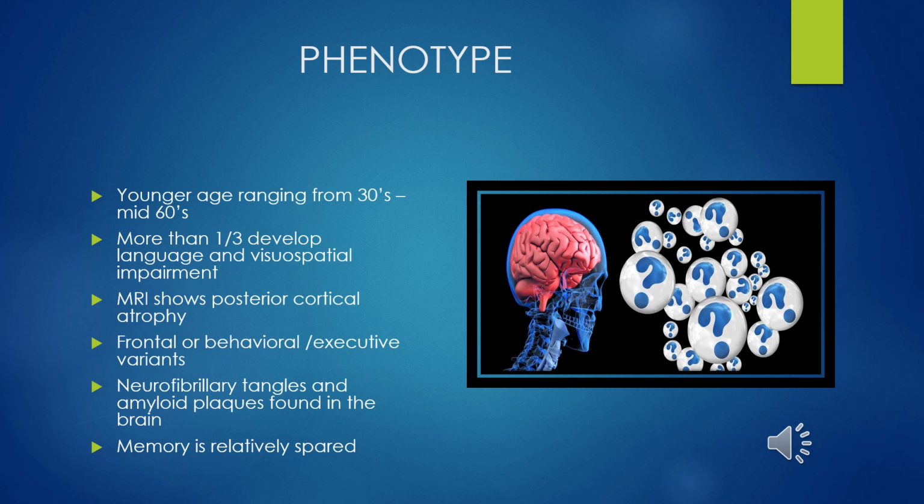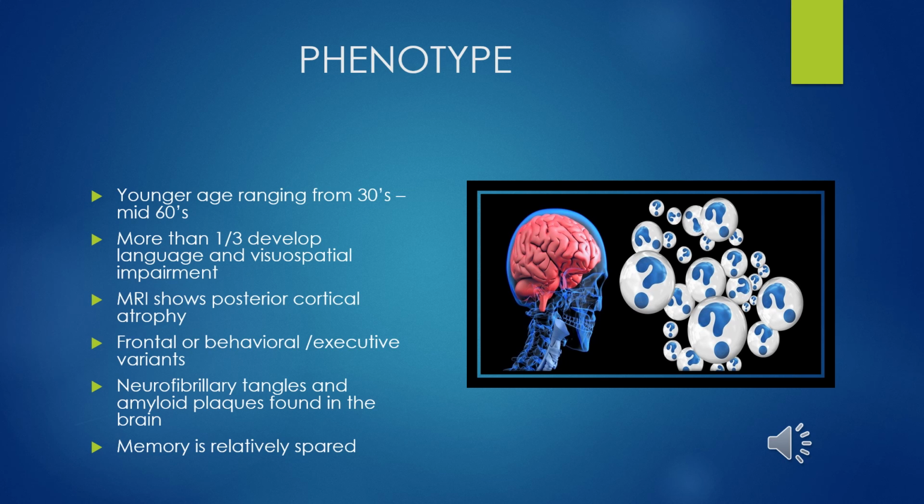Now that we know what early onset Alzheimer's disease is, let's take a moment to think about what this individual will look like. What is their phenotype? Well, it's an individual who's of young age, ranging from ages 30 to their mid-60s. More than 1/3 develop language and visuospatial impairment. When we think about the language impairment, it's basically the issues surrounding word finding. They have false starts, they have issues with repetition, and they're unable to repeat long sentences. As far as the visuospatial impairment, it's basically they have issues with telling where objects are in space and how far objects are apart from each other.